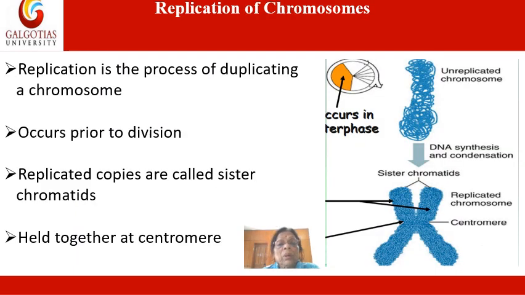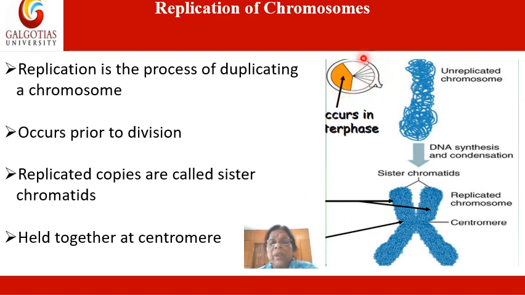Now, replication of chromosomes. This is a chromosome. Replication is the process of duplicating a chromosome. It occurs prior to division, and the replicated copies are called sister chromatids, and they are held together at the centromere.